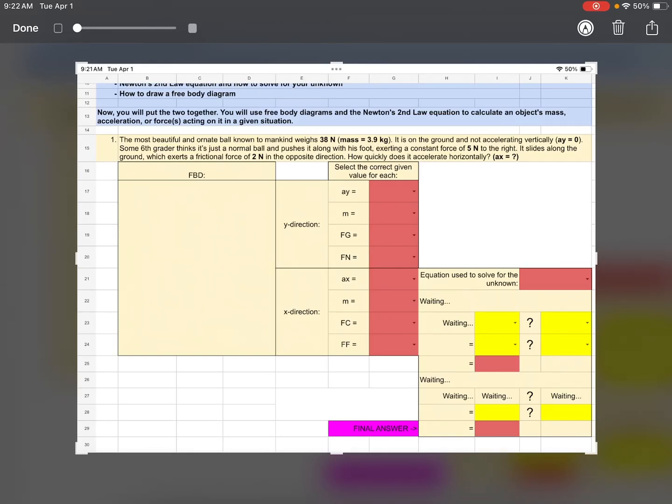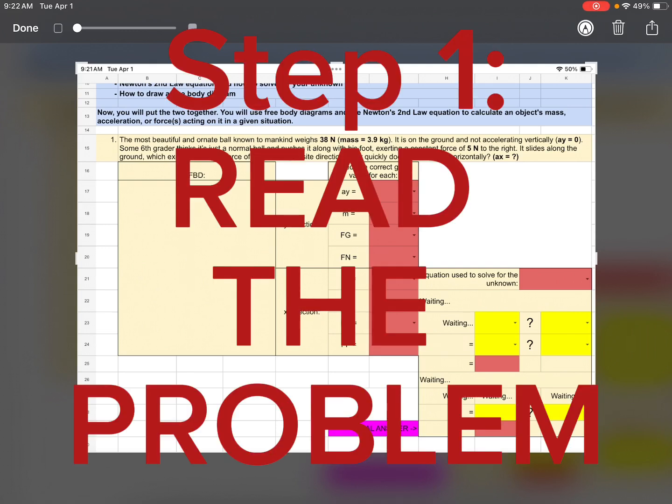Mr. Phillips, how do I free the body diagram? Come on, babe. All right, here's how, let's break this down. Here's how you solve a second law problem, okay? All right, you read the problem. Step 1, read the problem.